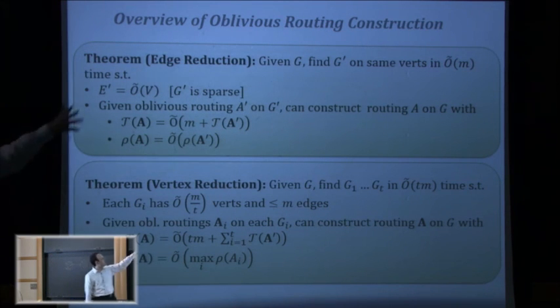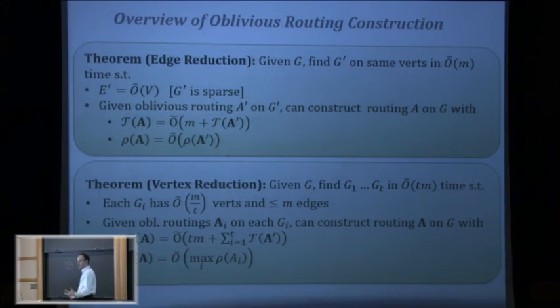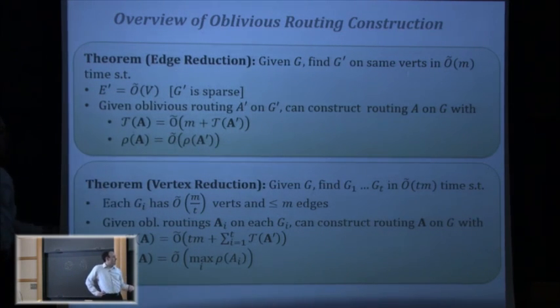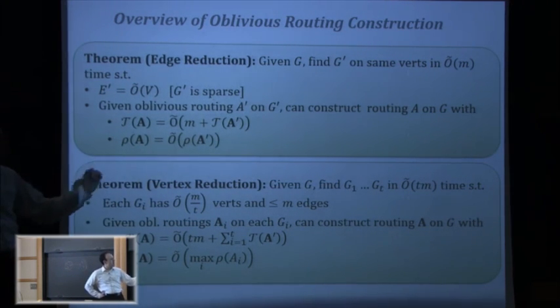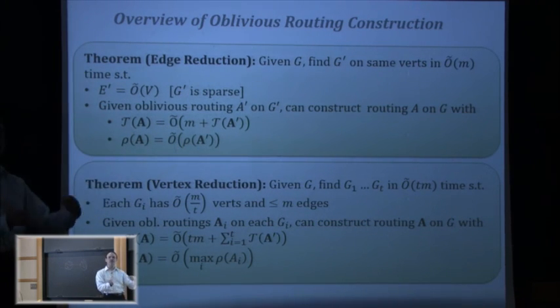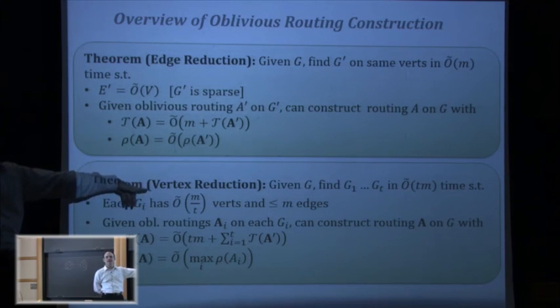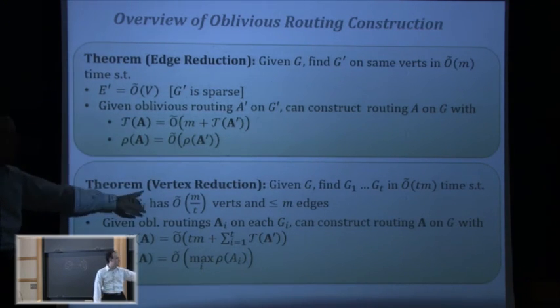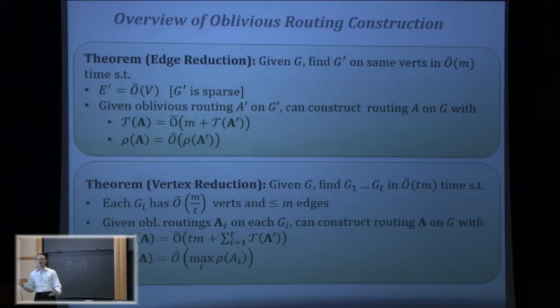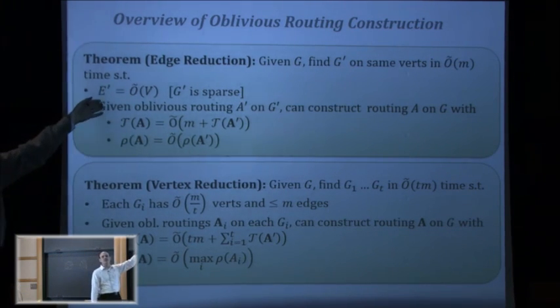So if you look at these two things, the way to think about it is, if you look at the second one, this says that the complexity of routing on this new thing is going to depend on m, right? So it's m over T. So if I gave you a dense graph, bad things would happen, right? This reduces the number of vertices in terms of the number of edges of the original graph. This reduces the number of edges to something sparse.